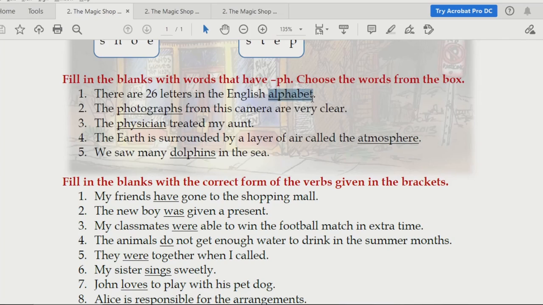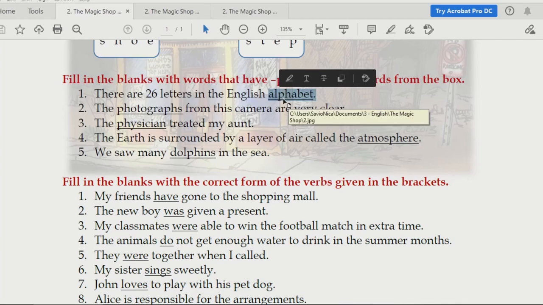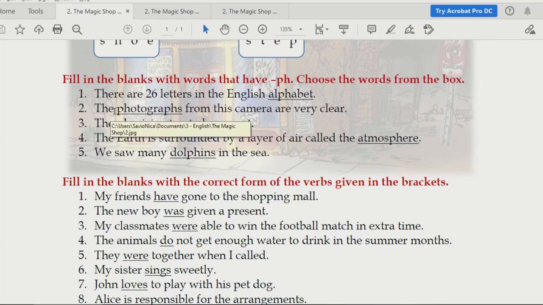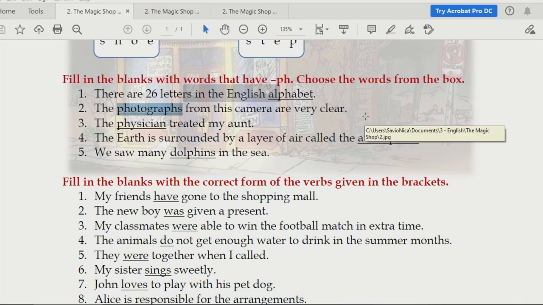Alphabet. PH does not sound like P. It is sounding like F, like the letter F. The next one, the photographs from this camera are very clear. Listen to this word carefully. Photographs. Next one, physician. Physician.